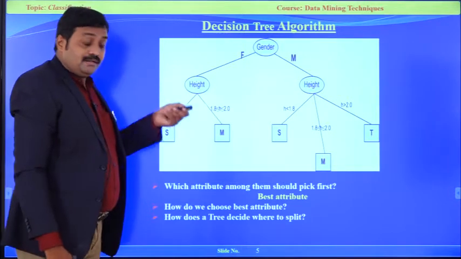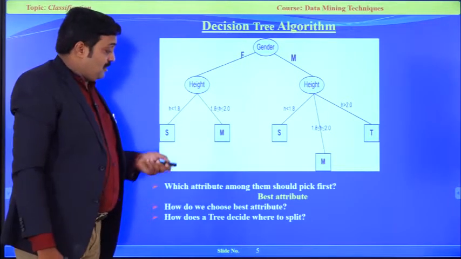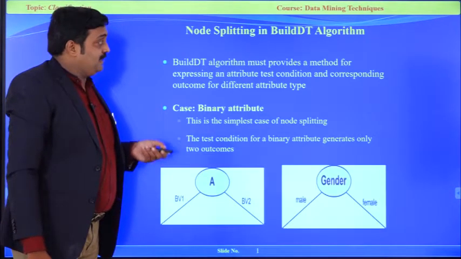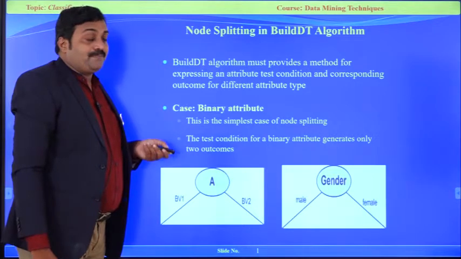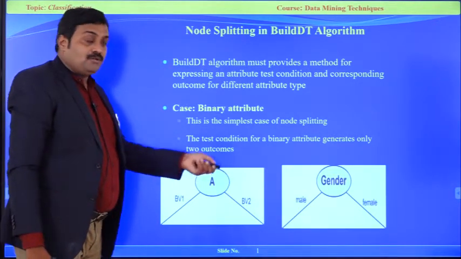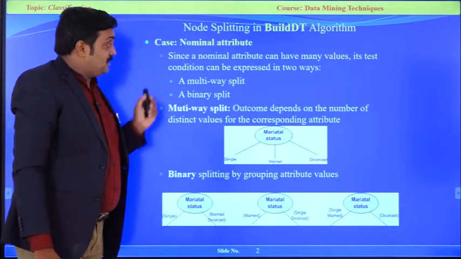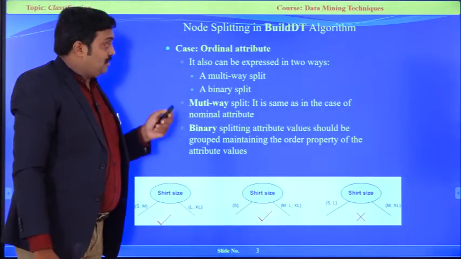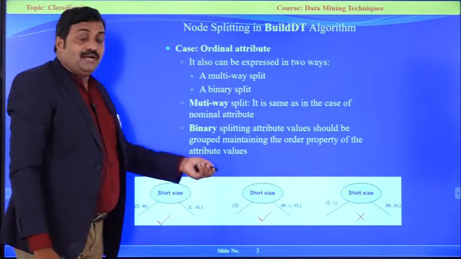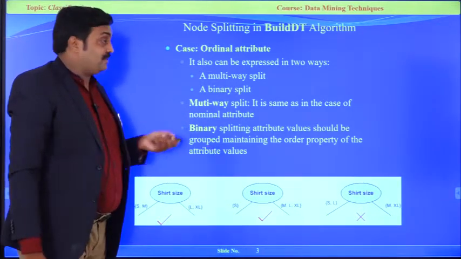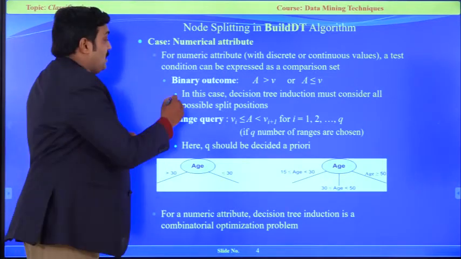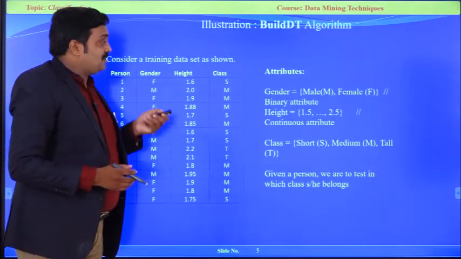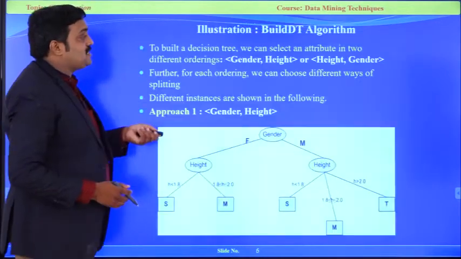Whenever we have data, how to pick the best attribute, how to split? For splitting, it is based on the attribute type. If it is binary, 2 leaves. If it is nominal or any other, multi-way split or binary split. Ordinal, I go with the multi-way split or binary split. If it is numerical, I have the binary or range query, a range of values.